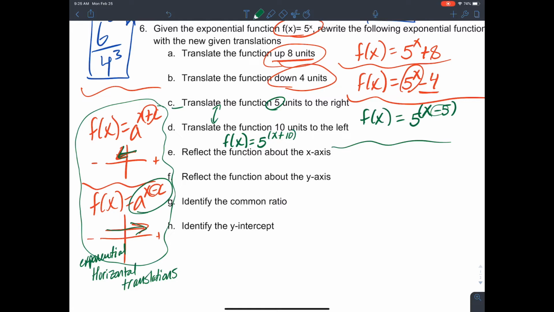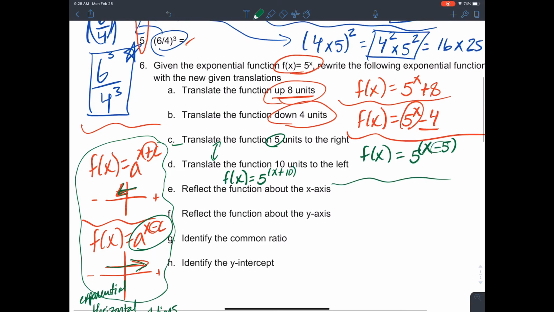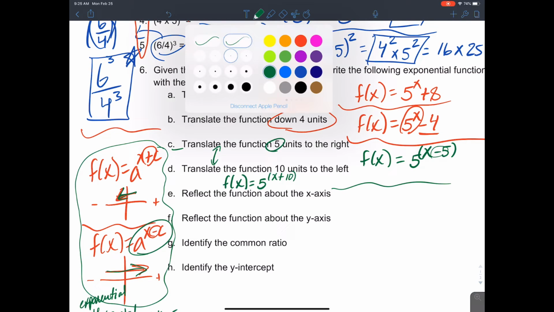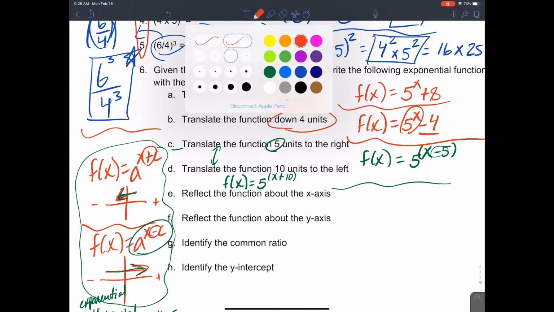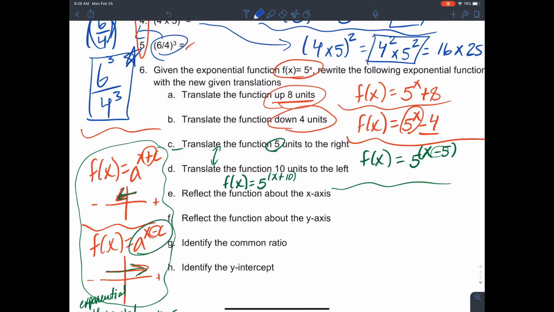Reflect the function about the x-axis. So when you see these problems on reflection and you're like, what do I do? Okay, here's what you do. I'm going to change color again. I'll go back there. I'll do that one. You've already done this, right?